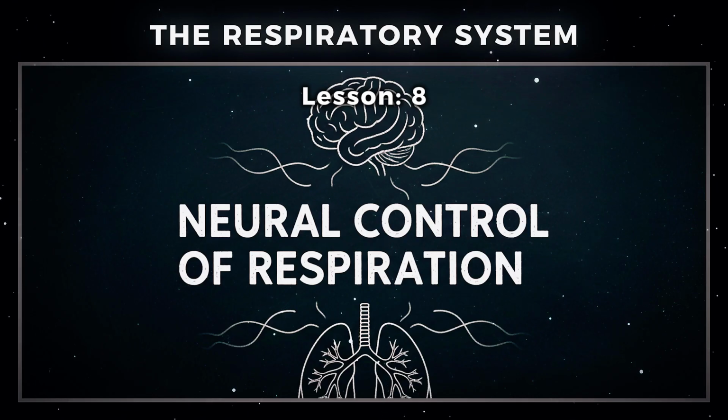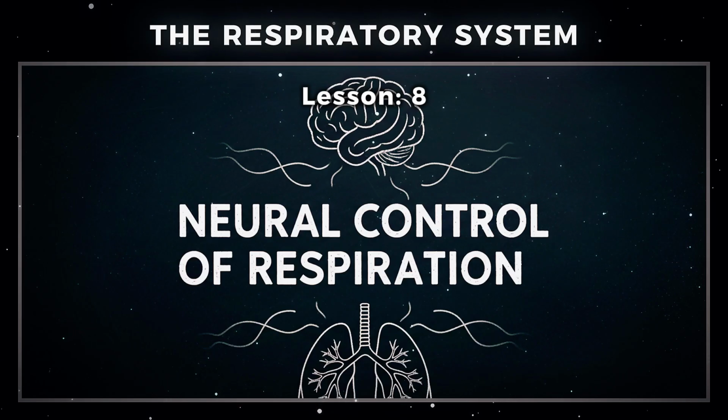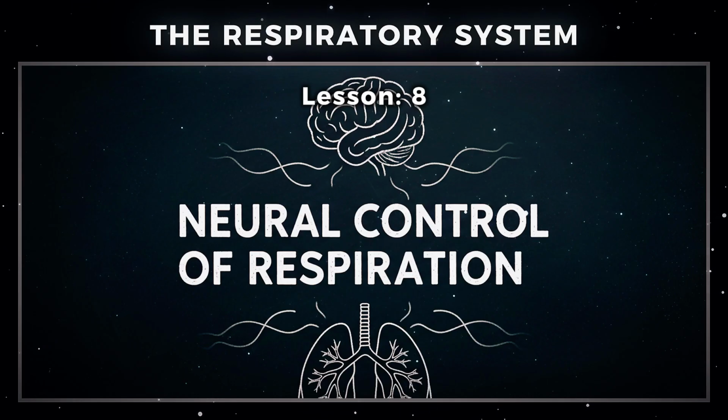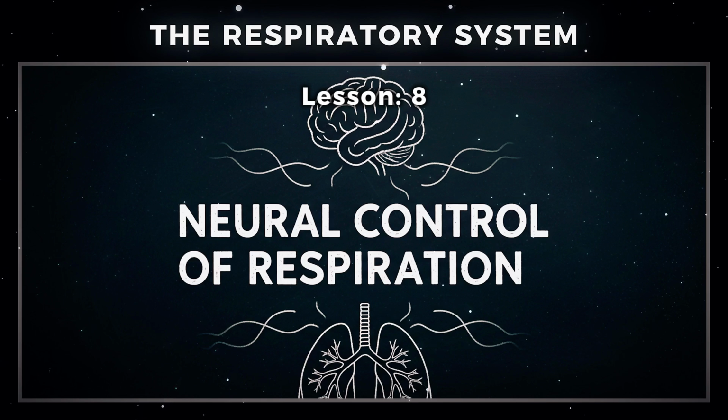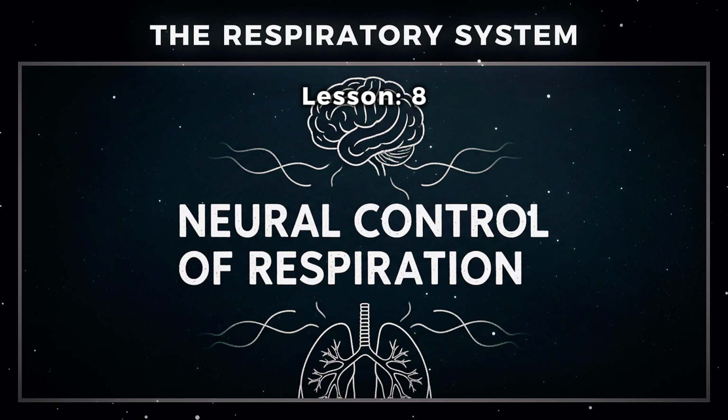The control of your breathing is a complex interplay between two different systems: the voluntary control from your cerebral cortex and the involuntary control from your brainstem. While you can choose to hold your breath or sing a long note, the heavy lifting of everyday survival is handled by the autonomic system. The heart of this system lies in the medulla oblongata, located at the very base of your brain where it meets the spinal cord.